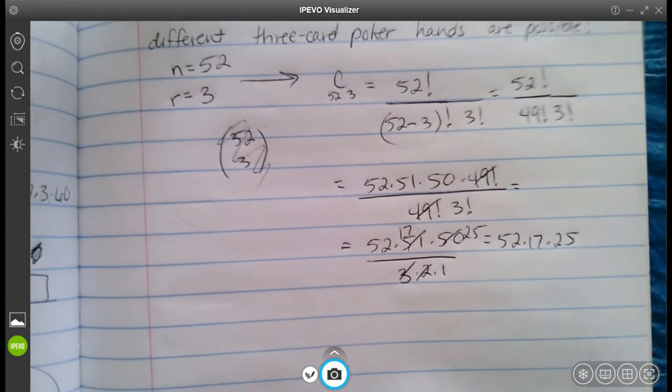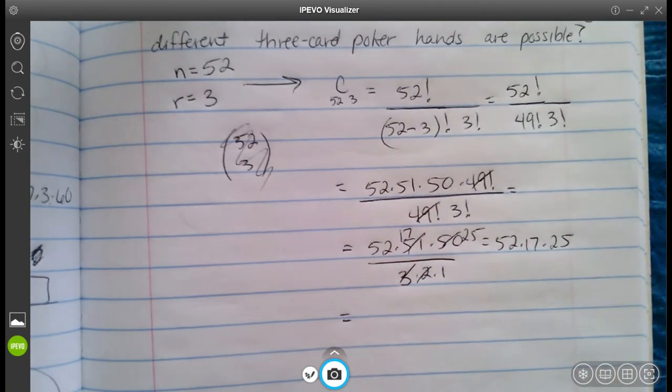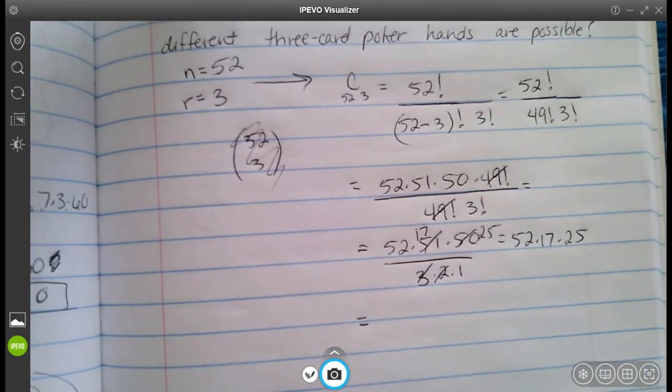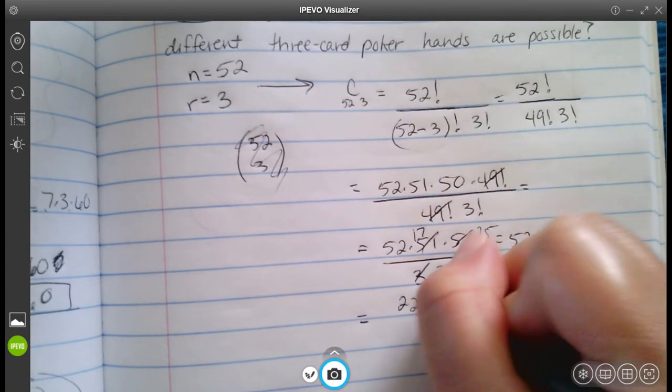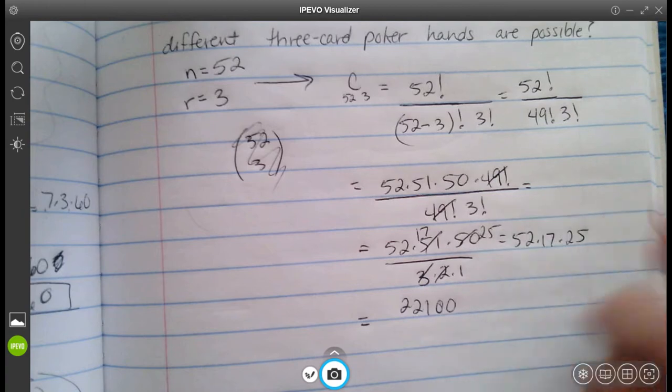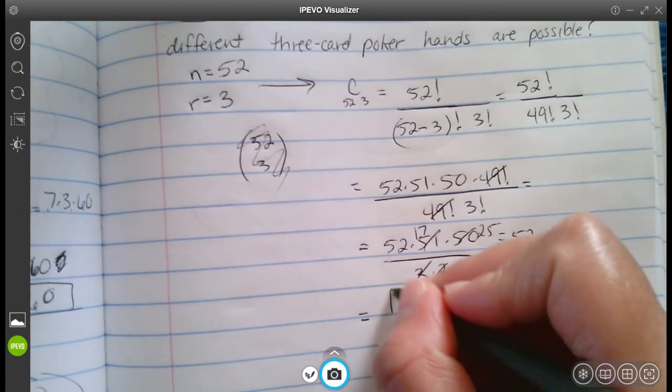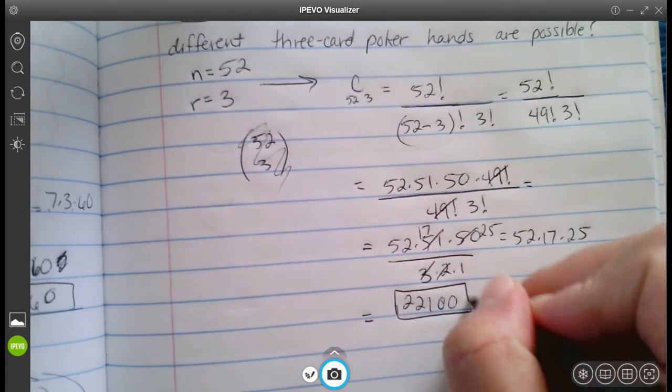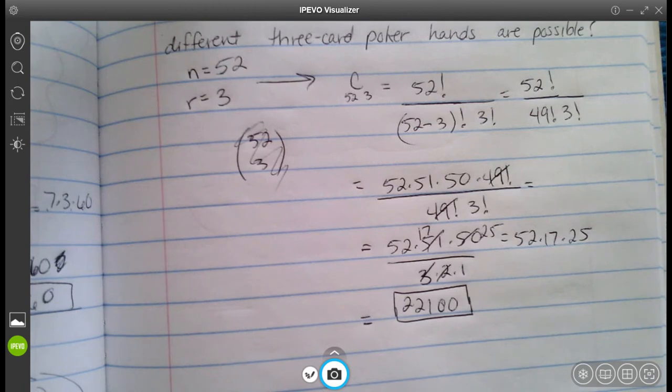I'm not going to attempt that in my head right now because we don't want to embarrass ourselves here. So go ahead and multiply that out. 17 times 25, and we get 22,100. Just for anyone that's listening, I probably could do it in my head, but it's a Friday. So there's the answer: we have 22,100 possible hands.